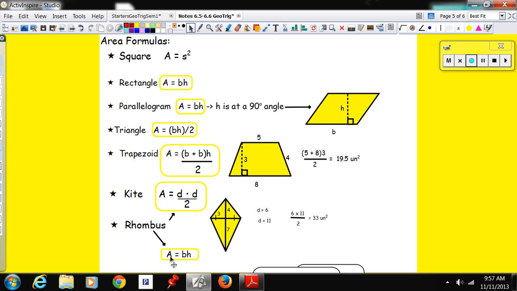And then for rhombus, it's going to be base times height. You could also use the kite formula because a rhombus will look similar to a kite. So you could actually use diagonal times diagonal over 2, or you could use the formula for a parallelogram and do base times height at a 90-degree angle. So for a rhombus, you really have to know that you can use both formulas because sometimes they give you diagonals and sometimes they give you a base and a height. So that's for your rhombus.